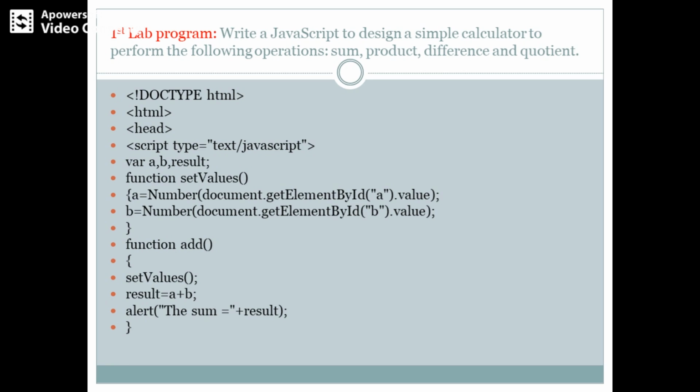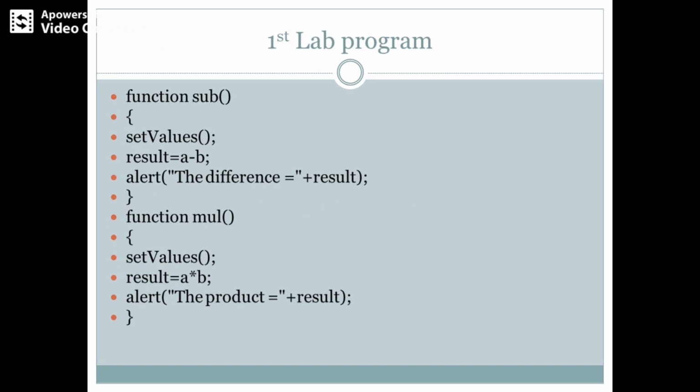In the alert window, you will just get a result, that is the sum associated with the input values. In the next slide, you will see about the product, difference and quotient. So in the previous slide, you have seen how to set the values and how to perform the addition. Okay. In here, you will be seeing about subtraction and multiplication.